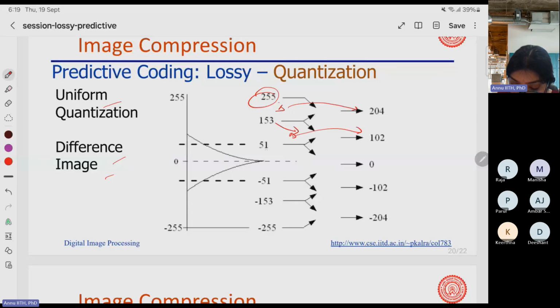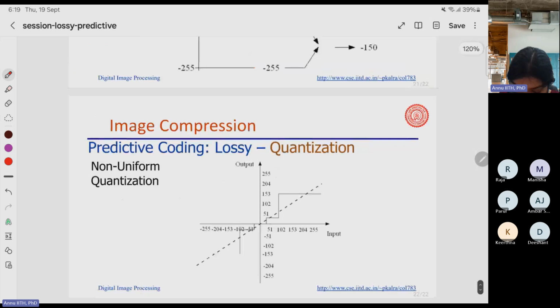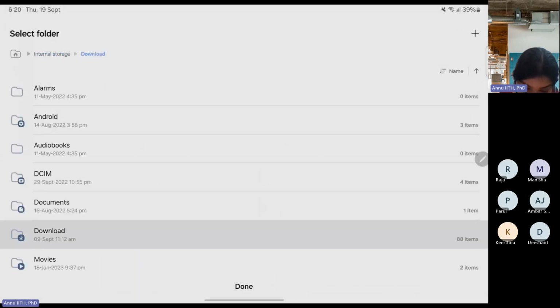Similarly like this. Suppose you have one level here and one level here, so this will go from here to here. Why are we taking minus 255 to 255? Because pixel values range from that. So this is all about the lossy predictive model. I will just go to another topic which was covered in the class.